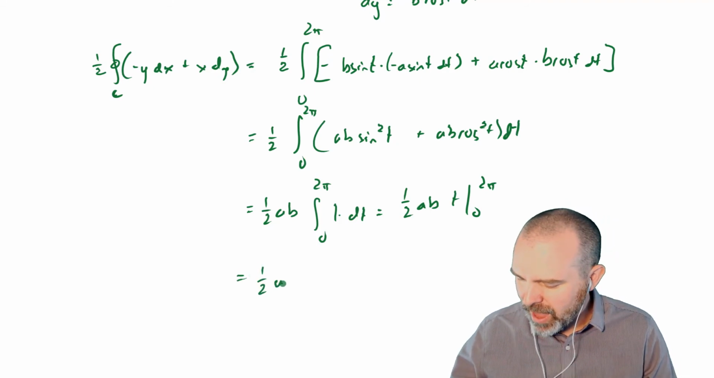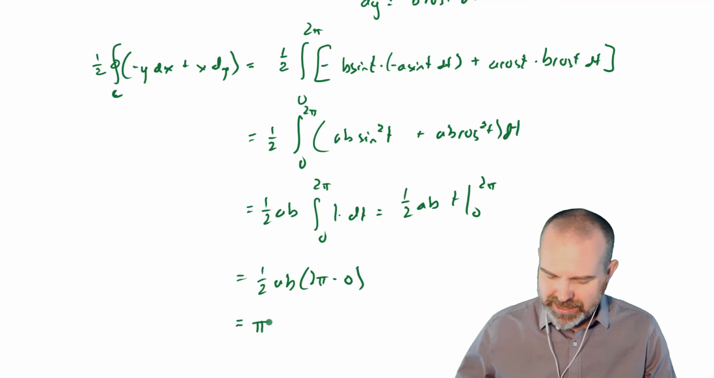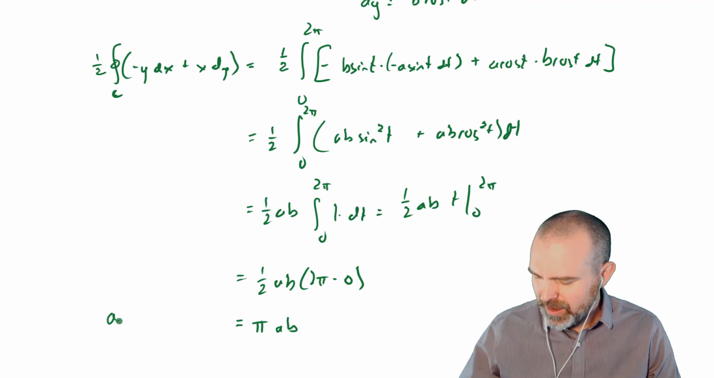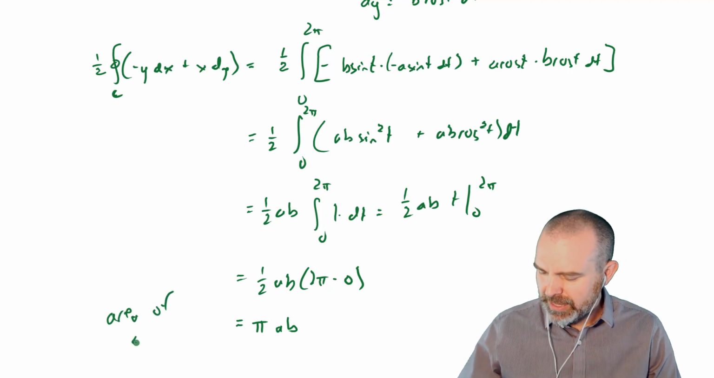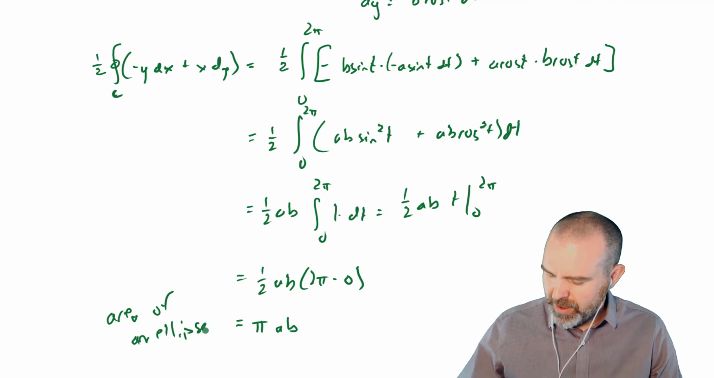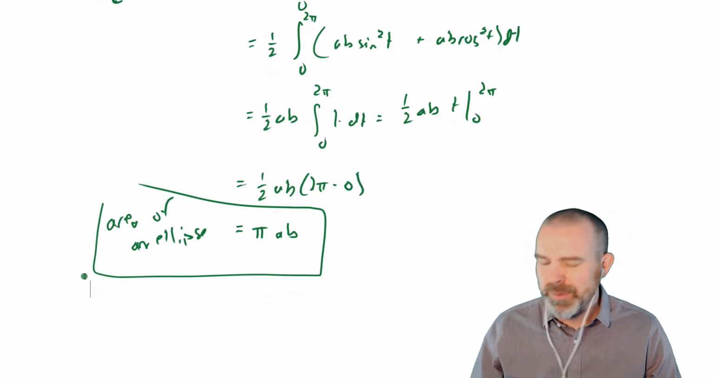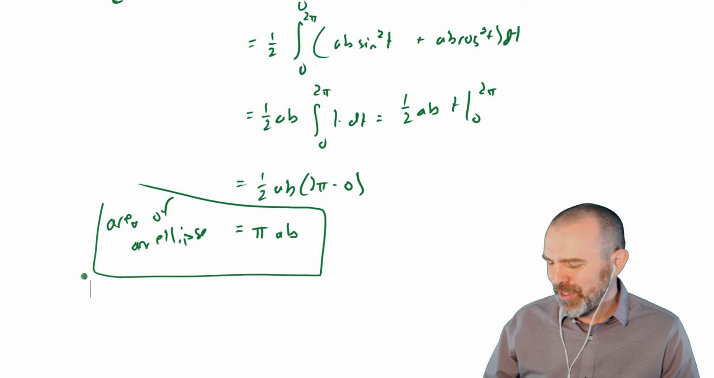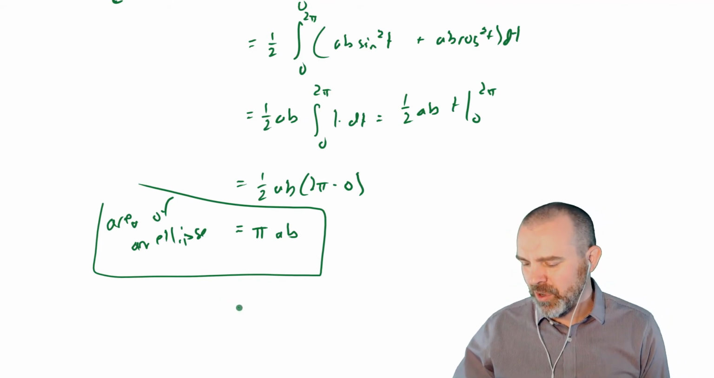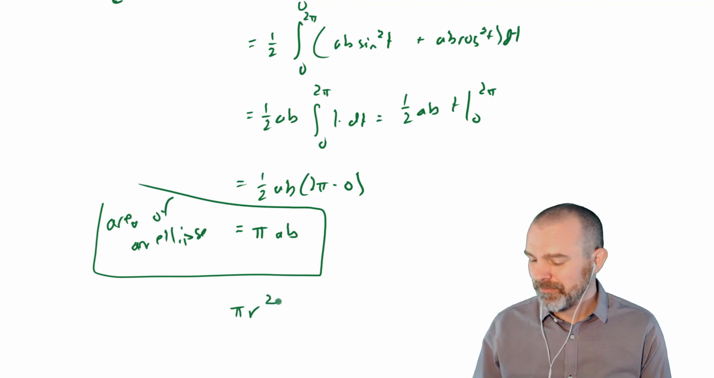That will be 1/2 ab times 2 pi minus 0, and so you get pi times a times b. Well, that's kind of cool. Area of an ellipse. The area of an ellipse is pi ab. Now the downside is you needed Calc 3 to be able to find that formula. I'm sure there are other ways, but that is the formula for the area of an ellipse. You can kind of compare that to the area of a circle, pi r squared, because the a and b are equal on a circle.